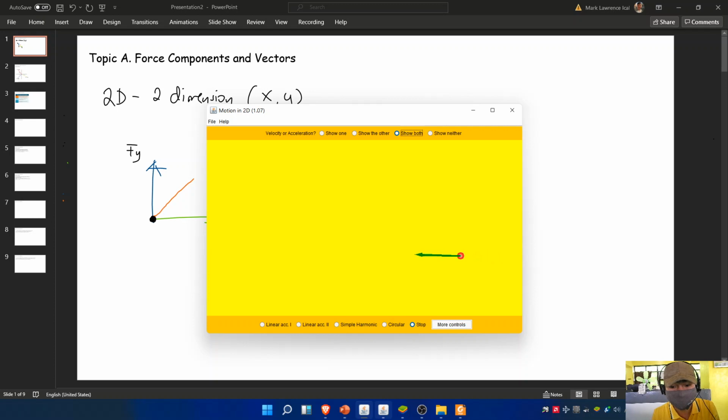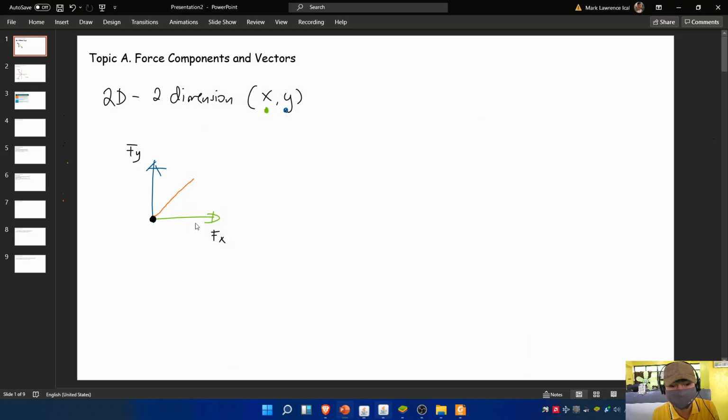See, you only have one arrow. But if we move it sideways, another arrow appears. So it means this object will move here or here. But if you move it here, you only have one force component, basically.